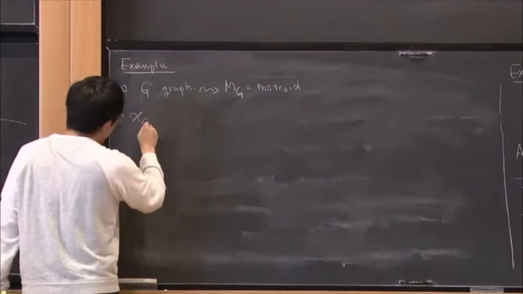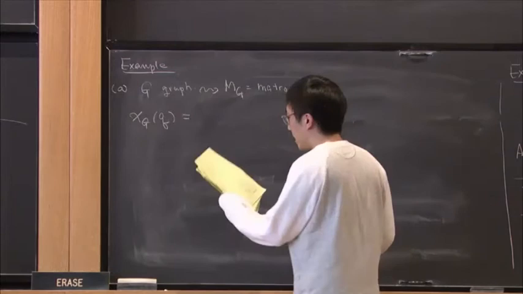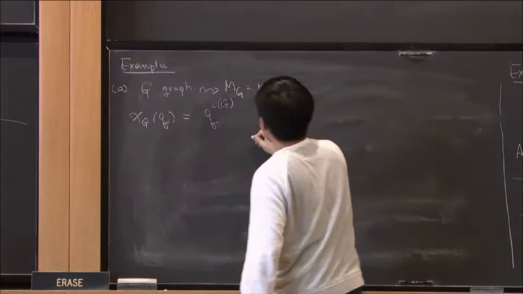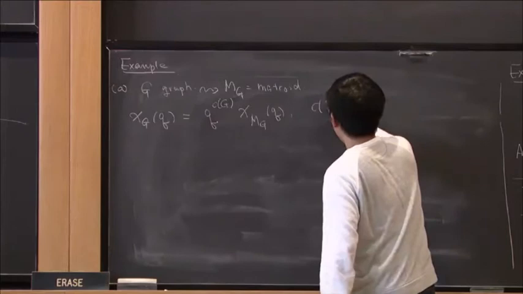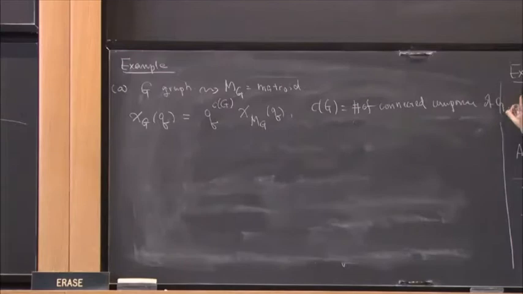So if you compute the chromatic polynomial of G in the previous sense, then it's related to the characteristic polynomial of its associated matroid by the following formula: Q to the power of the number of connected components times this. So the log-concavity for this and that are actually the same assertions.